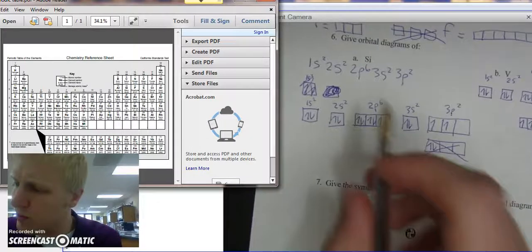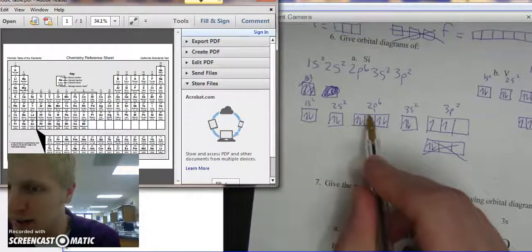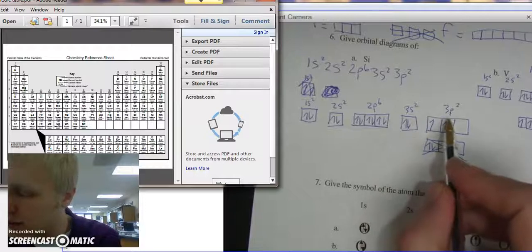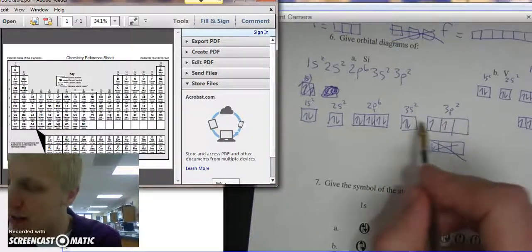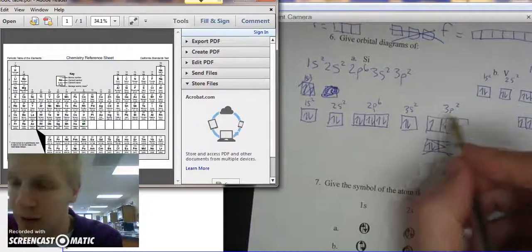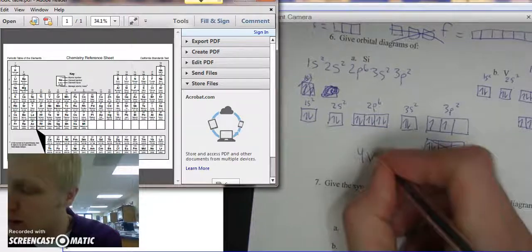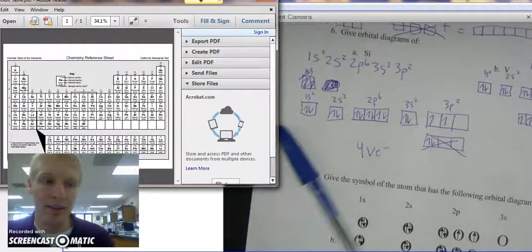What if we do silicon? It's first energy level, second energy level, third energy level. So the third energy level is the final energy level, the outermost. So our outer electrons, we're going to have a 2 and a 2, which is 4 valence electrons.